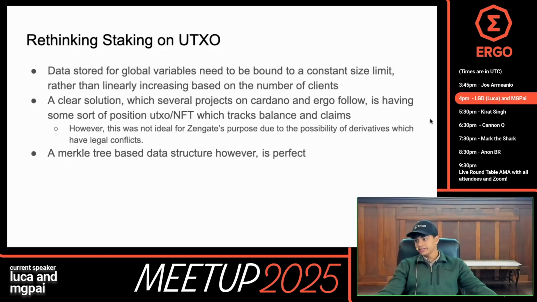So I had to rethink staking on the UTXO model. Data stored for the global variables, for all sorts of staking calculations, needs to be bound to a constant size limit. You can't have it scale with the amount of users, right? So you can't be like, okay, one user is 1 GB of data, 10,000 users is 10,000 gigabytes. We can't scale like that. It has to be that one user is 1 GB of data, and a million users is still 1 GB of data, right? How can we make that happen? It has to be constant.